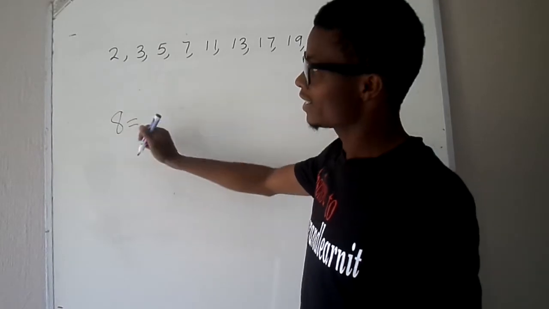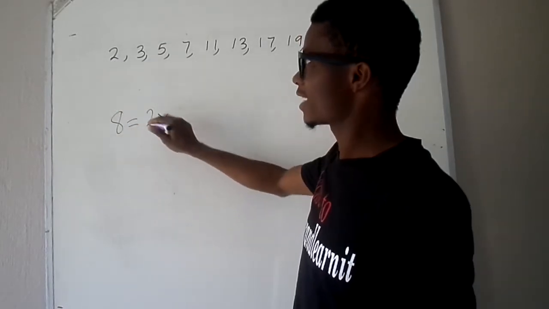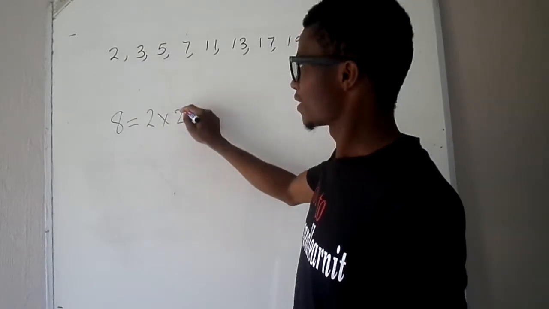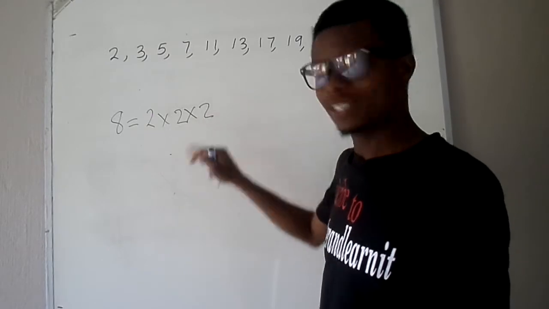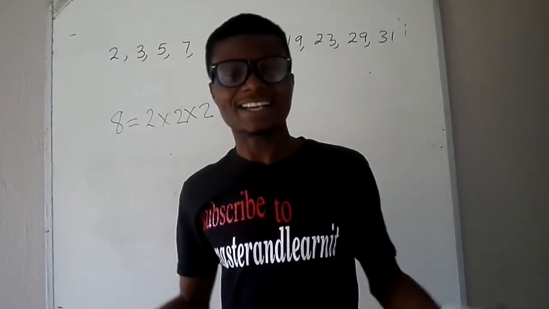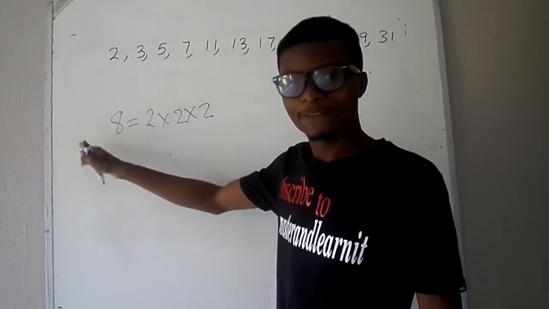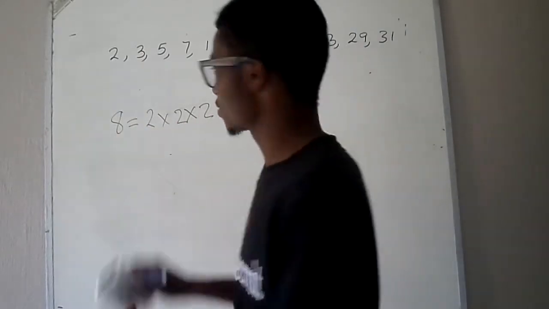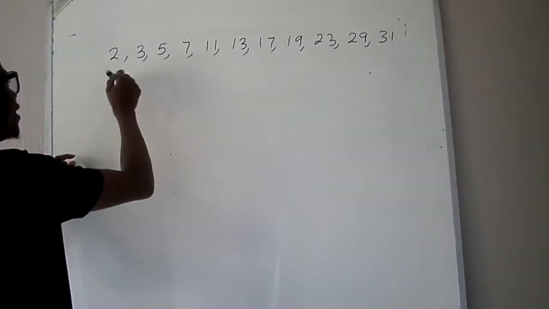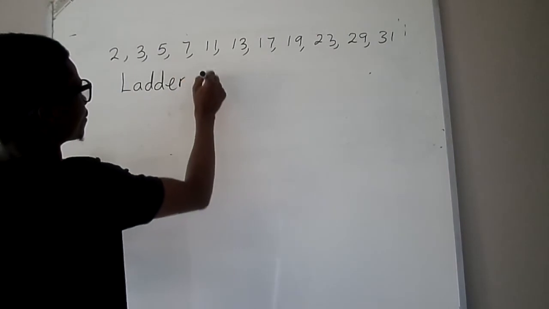For me to get 8, I would say it's the same as the first prime number, 2, times 2 times 2. 2 times 2 is 4. 4 times 2 is 8. But someone might ask, how did I know that the prime factors of 8 are 2 times 2 times 2? The answer to that is what we call the ladder method.